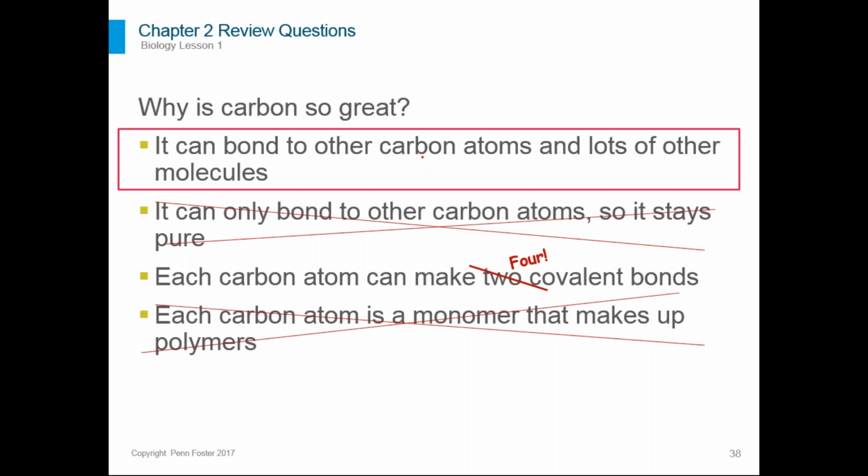Instead, the carbon is part of a bigger molecule. So there's carbon in simple sugars, and then those simple sugars can hook together and make a big molecule of starch or fiber. But definitely the first one, it can bond to other carbon atoms and to lots of other molecules. And we have one more review question.